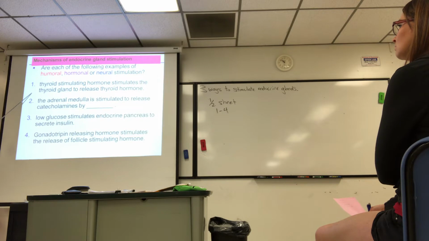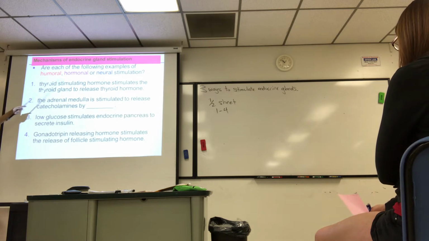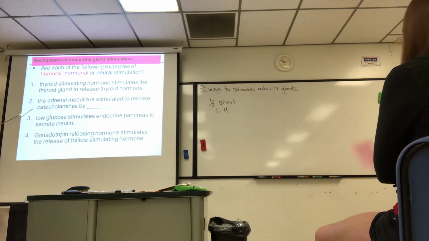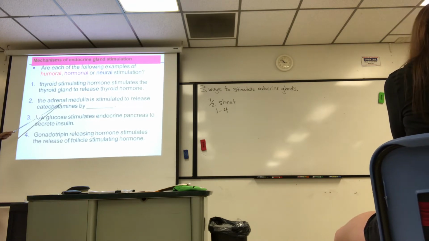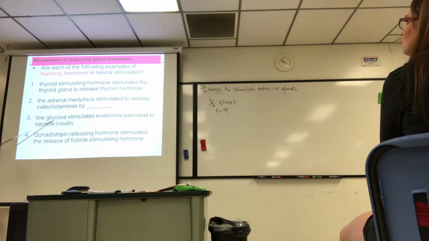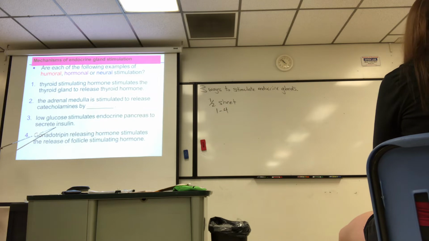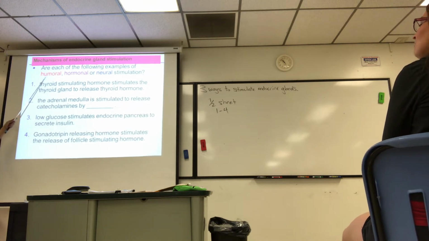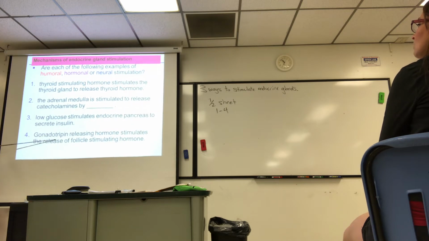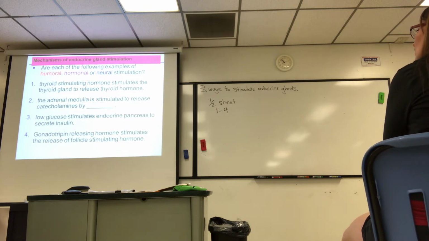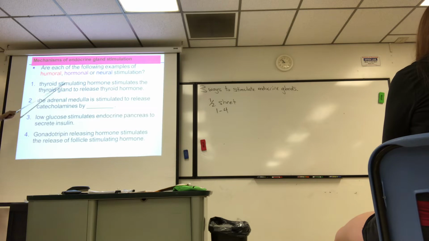Anyways, okay, thyroid stimulating hormone stimulates the thyroid gland to release thyroid hormone. That's an example of hormonal stimulation. The adrenal gland is stimulated to release catecholamines by, I said it was neural. In fact, that is the only example of neurostimulation that I'm aware of. Low glucose stimulates the pancreas to release insulin. That's humoral. It's the low blood level that made it happen. Gonadotropin releasing hormone stimulates the release of FSH, follicle stimulating hormone. That's also hormonal.